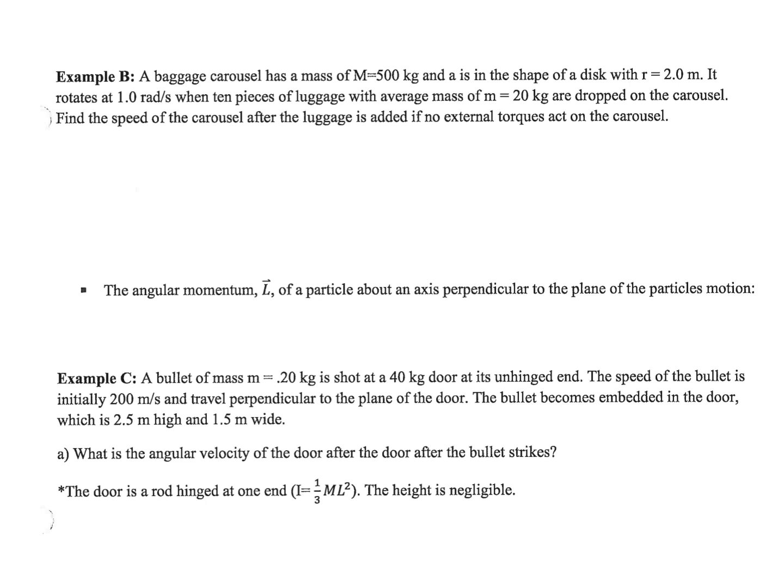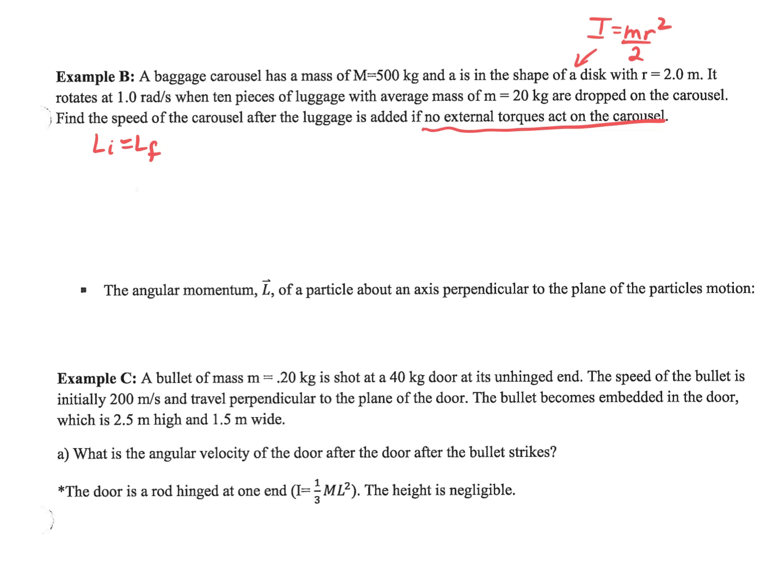Baggage carousel has a mass of 500 kilograms and is in the shape of a disc with a radius of 2 meters. Okay, so if we've got a disc, a disc has an inertia of 1/2 mr squared, excuse me. All right, no external torques acting on the carousel. So we immediately know L initial equals L final. We should always write that down when we see that.